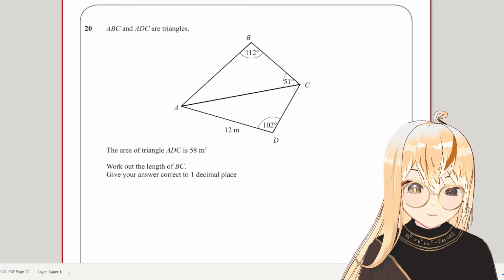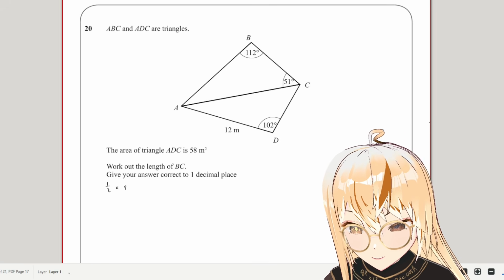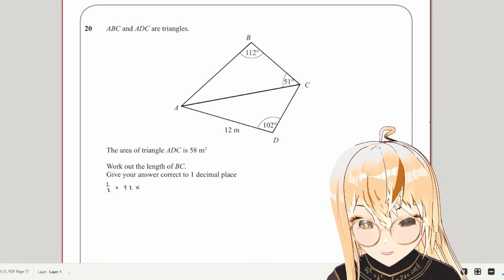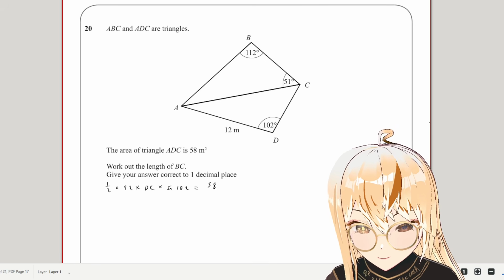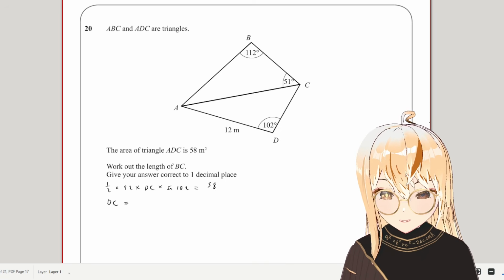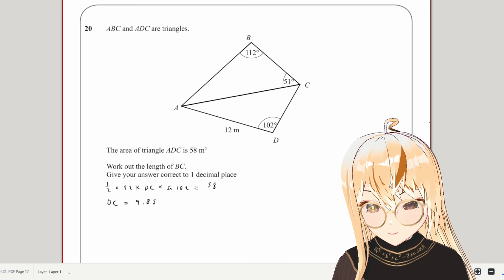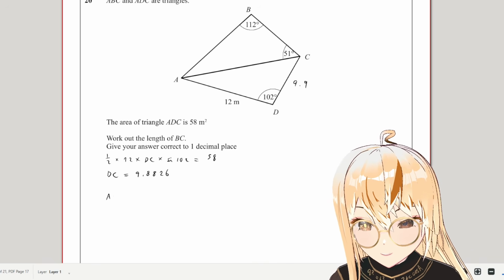So I could just use the area of a triangle formula to start off with. So half ab sine C is equal to 58. So our length DC would be about 9.88. So now we can use the cosine rule to find AC.